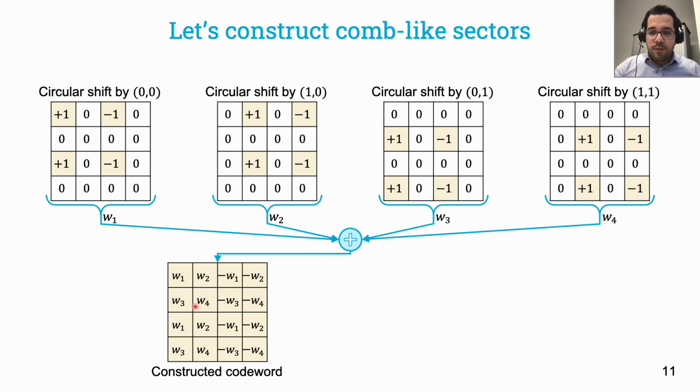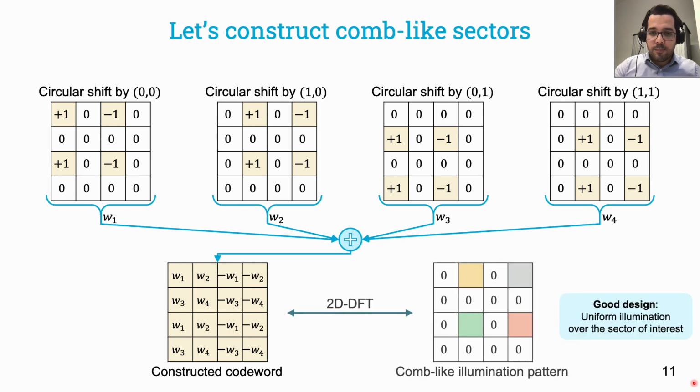Now, what do you think the 2D DFT of the constructed code word over here, this one, will look like? Well, since the original upsampled matrix has a comb-like illumination pattern, and circularly shifting a matrix does not change the magnitude of its 2D DFT, as we know from the basic DSP, all of these 4 circular shifted matrices will have the same comb-like illumination pattern as the original upsampled matrix. Therefore, their linear combination will also have the comb illumination pattern as the upsampled matrix. Okay.